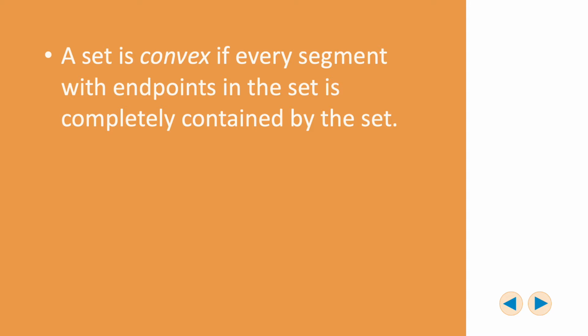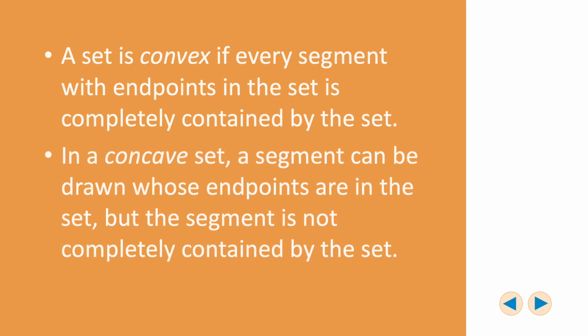A set is convex if every segment with endpoints in the set is completely contained by the set. In a concave set, a segment can be drawn whose endpoints are in the set, but the segment is not completely contained by the set. So this looks like craziness. Not great definitions, but we're going to look at concave and convex shapes very soon.